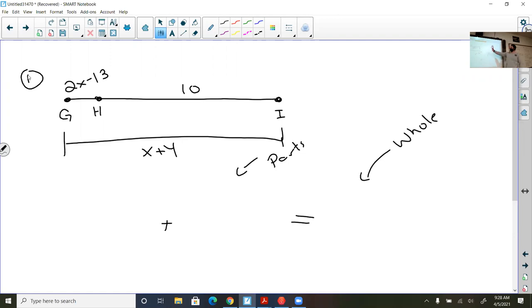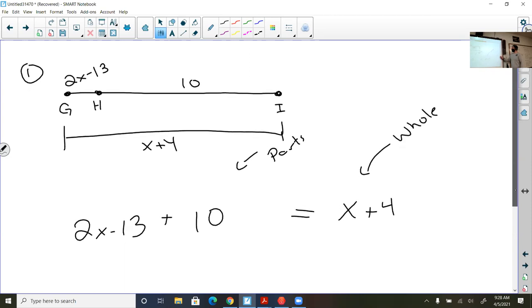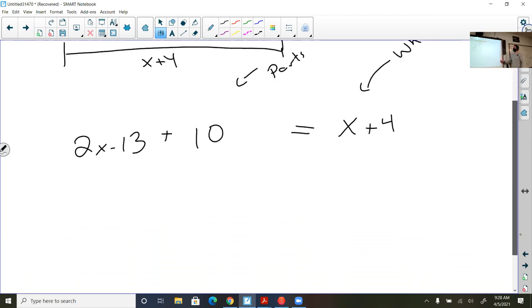So in this problem, the two parts are 2x minus 13 and 10. So if I were to combine those values together, they would equal x plus 4. And here's my 2x minus 13. There's my 10. And then x plus 4 is what the entire thing equals. And what's kind of nice about this is every single problem will have this. So it will have two smaller parts that add together to equal one larger whole.